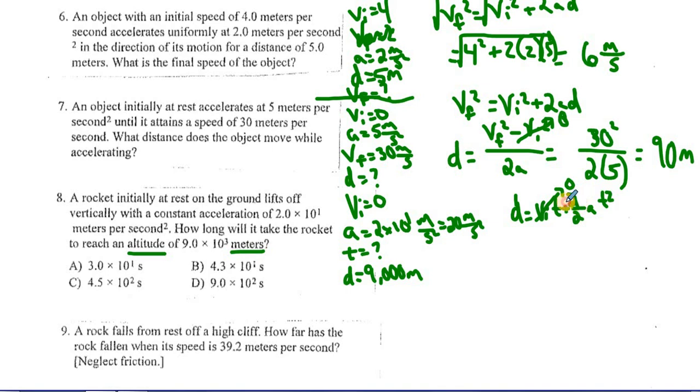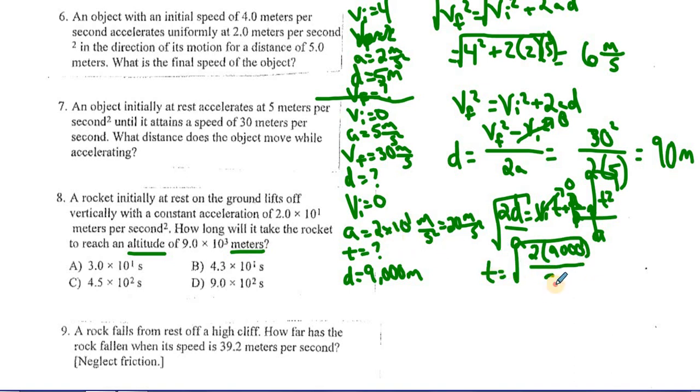So I'll first multiply both sides by 2. That gets rid of the 1/2. I divide by A, and then take the square root. So the square root of 2D over A is our time. If I plug in some numbers, 2 times 9,000 divided by the acceleration of 20, throw that into your calculator, I got a value of 30 seconds. So now we have to match up our choices, but there's only one choice that has a 3 in front of it, so it's choice A.